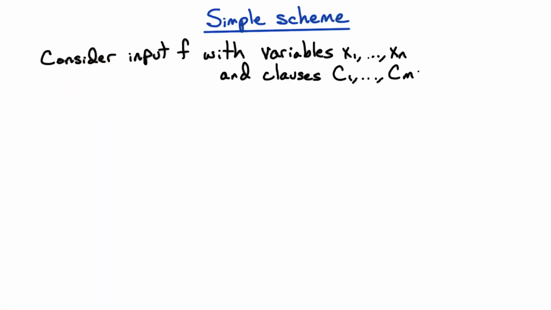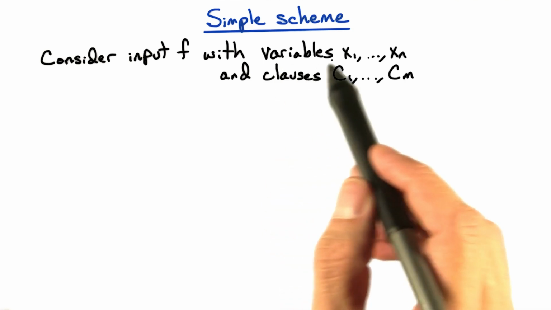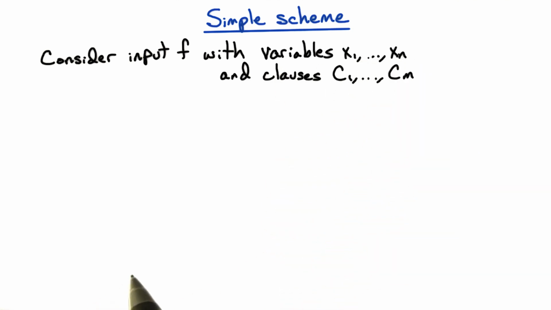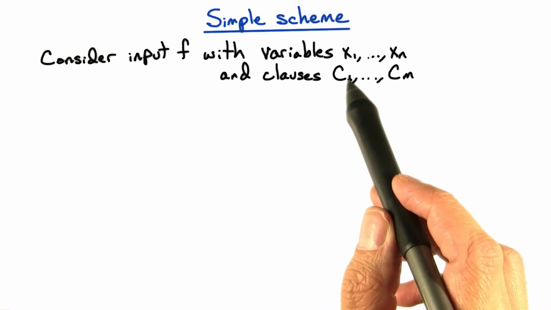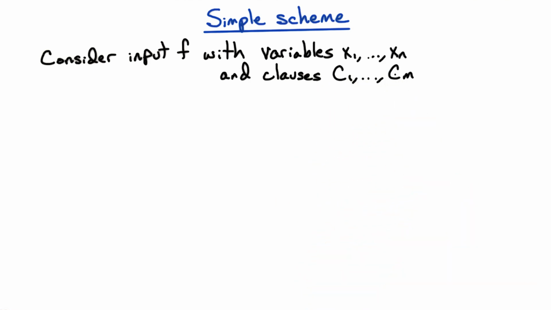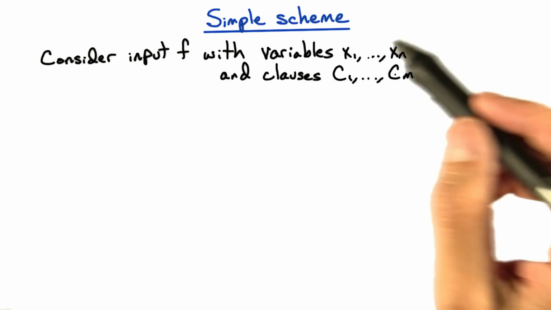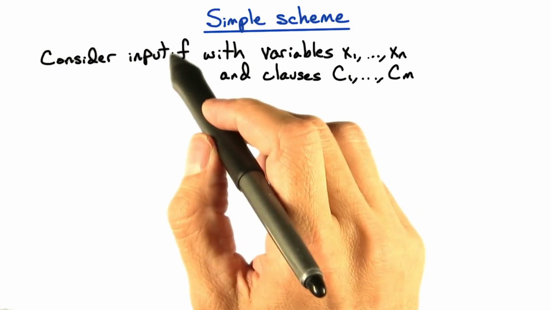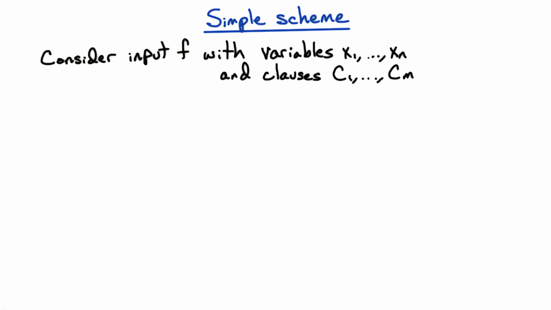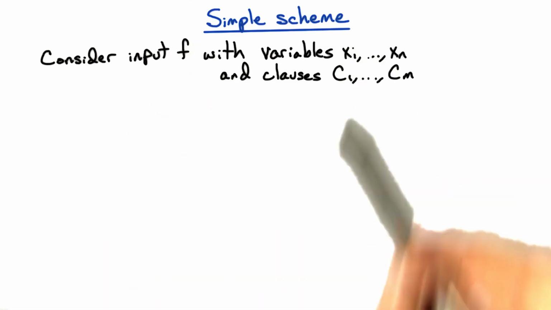Now let's consider some input f to the max SAT problem. And once again, let's denote the variables as x1 through xn. So there are n variables, and there are m clauses which we'll denote as c1 through cm. Now we're going to do the simplest possible scheme for making a true-false assignment for these n variables. We're not even going to look at the formula f. We're simply going to assign these variables randomly to true and false.